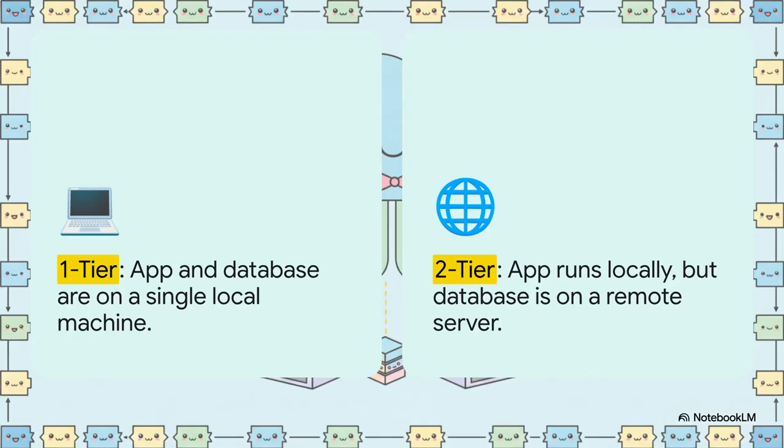But what happens when we need to separate things? That's where we contrast one-tier with two-tier architecture. While one-tier is an all-in-one local setup, two-tier splits the workload. The application program, like a nice visual GUI, runs on your client machine, but the actual database lives remotely on a completely separate server. To make them talk to each other, we use an API layer, like Open Database Connectivity or ODBC, to translate between your client app and that remote database server.